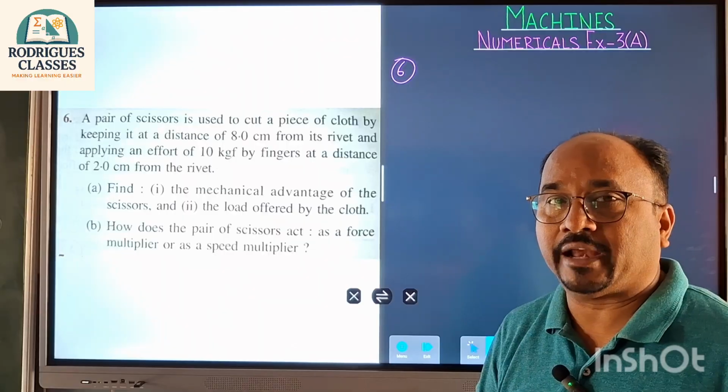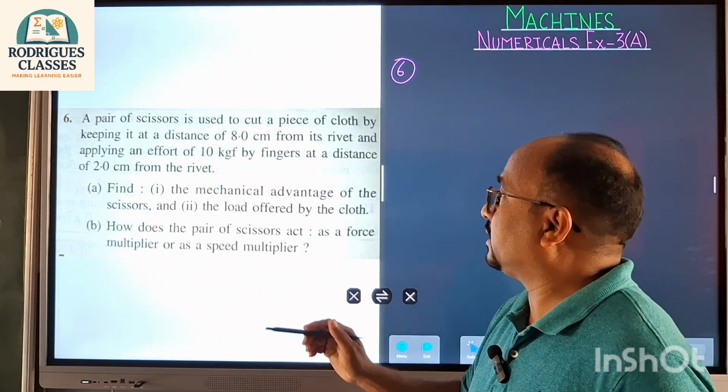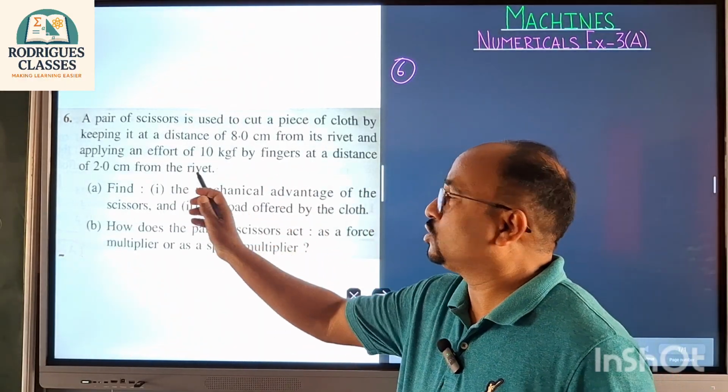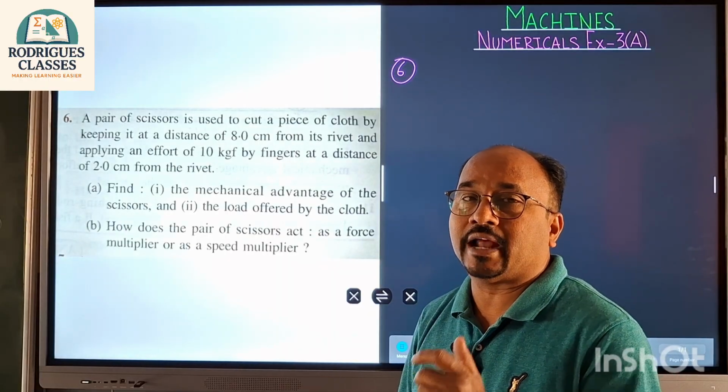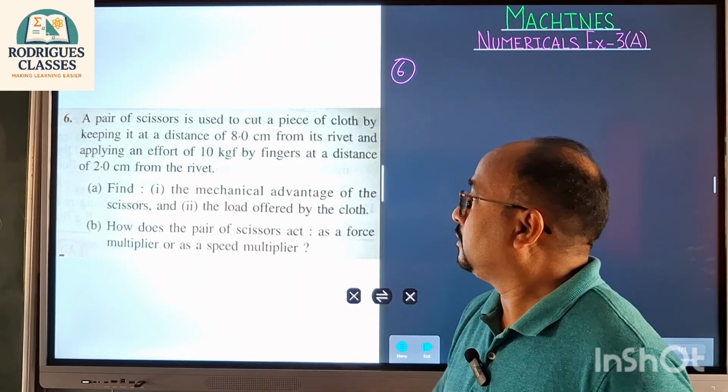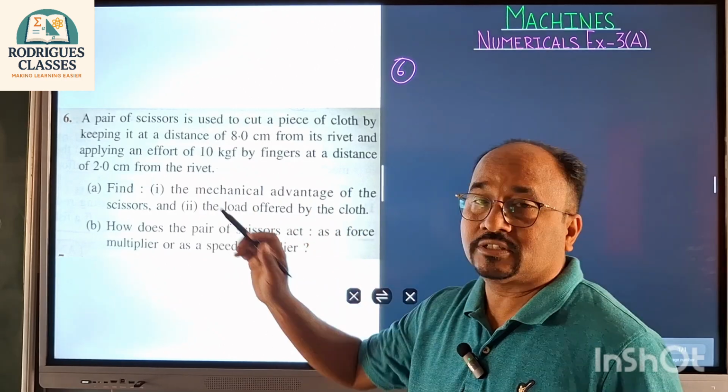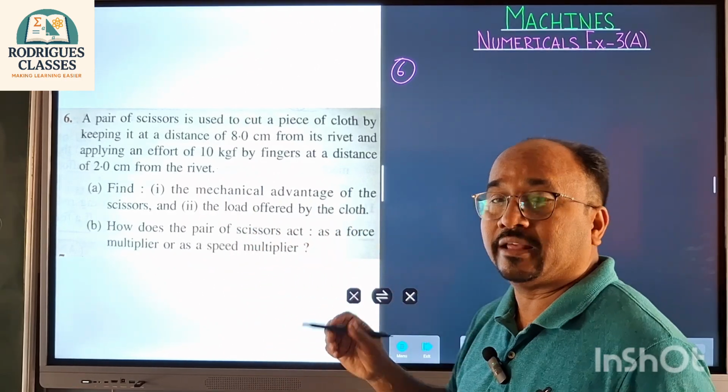So the effort applied from the handle is 10 kgf at a distance of 2 centimeter from the rivet. So where the effort is applied is 2 centimeters. That becomes the effort arm. Find the mechanical advantage of the scissor and the load offered by the cloth.